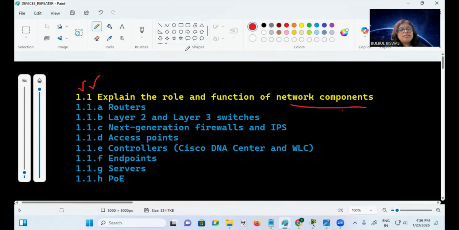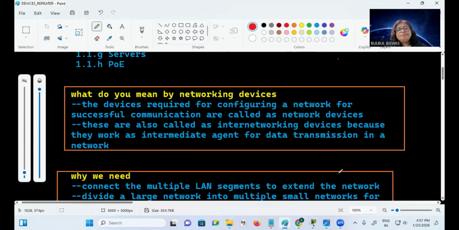So now you can see these are the devices we will cover over here. Fine. So now first the question is, what are these devices? Actually, when we are configuring the network, what happens? We need several devices. Okay. And these devices help us to configure the network and, of course, for data communication. So these are called the internetworking devices also.